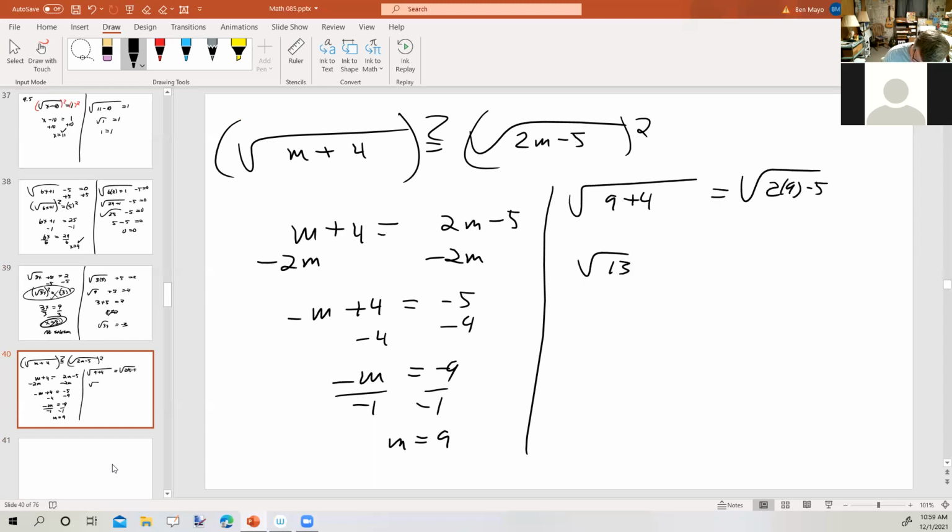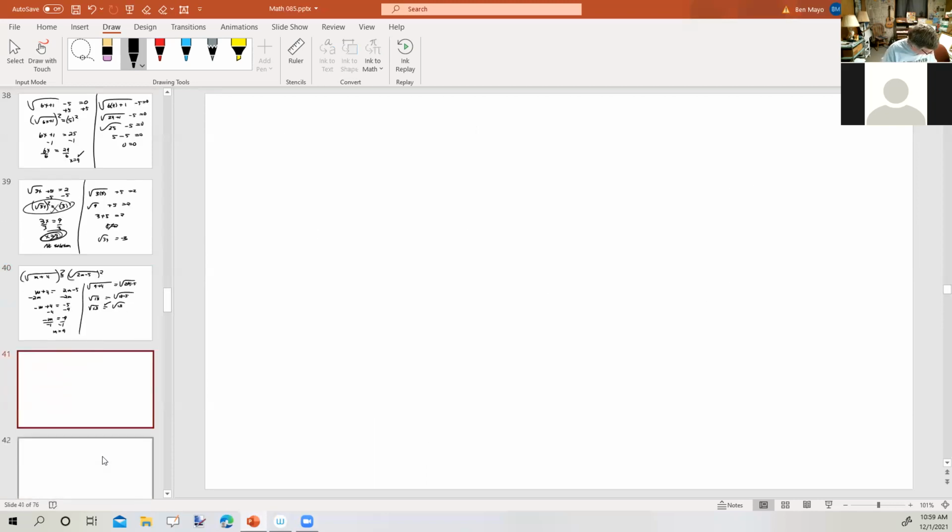I get the square root of 13 equals the square root of 18 minus 5. The square root of 13 equals the square root of 13. I don't know off the top of my head what the square root of 13 is, but I know that it's real, and the square root of 13 equals the square root of 13. Okay.